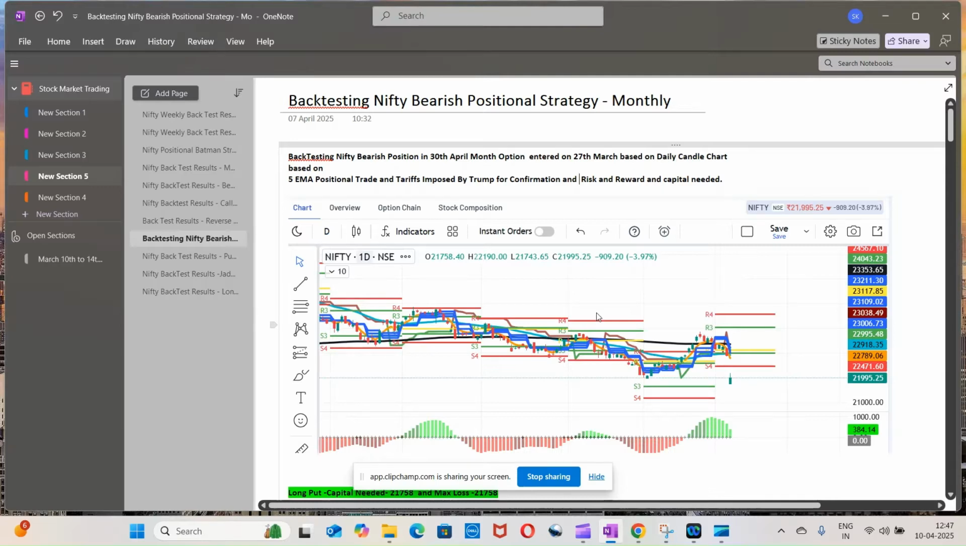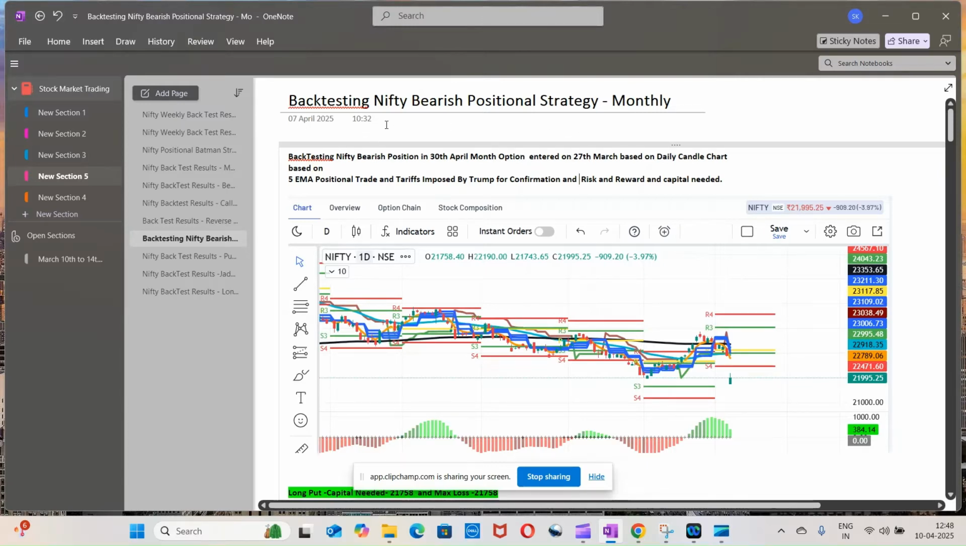So today we will cover the Nifty bearish positional strategy. Previously we did a positional strategy called Batman, but it was a range-bound, non-directional strategy. Here we are going to cover a directional strategy: when your view is bearish, what you could do in positional trading. Okay, so this is our topic today.